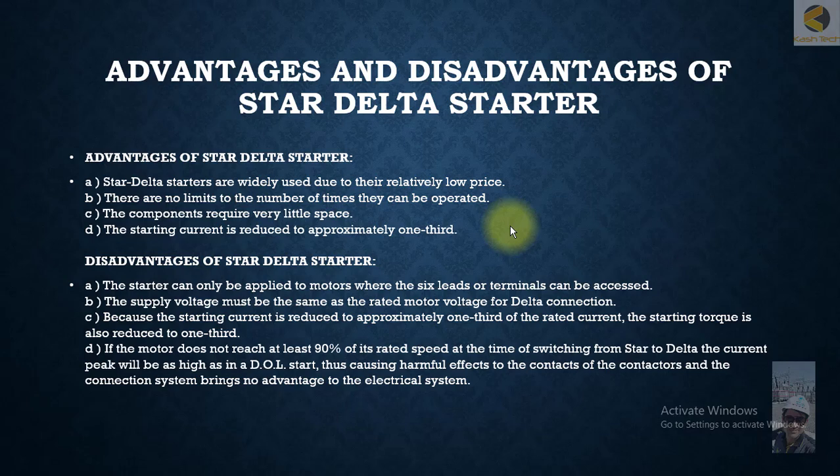Number 2, there are no limits to the number of times they can be operated. So these star delta starters are quite robust and they can be used many times, without any limit. The components require very little space, so the space requirement is also low. The starting current is reduced to approximately one third.